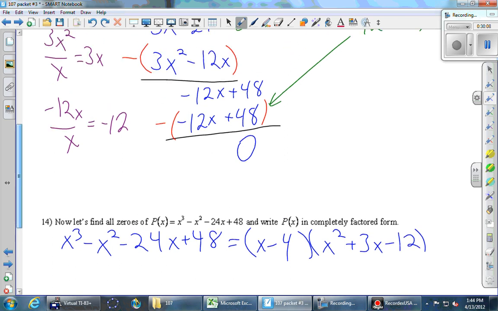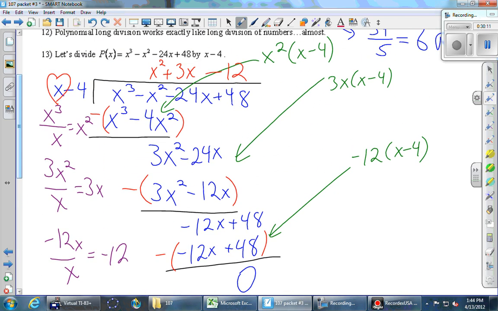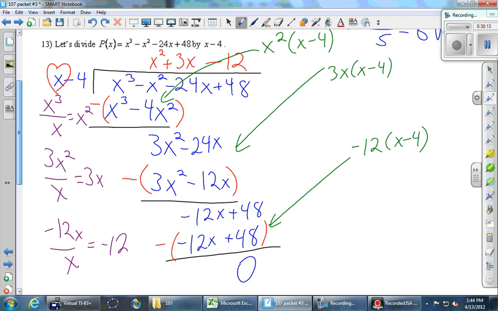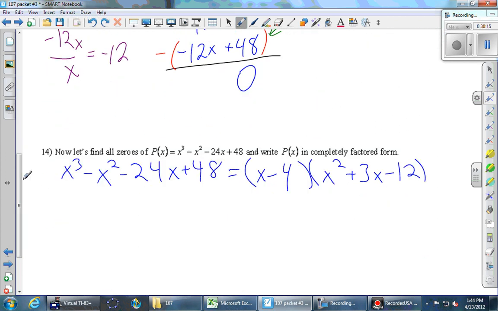That's what we discovered: that x squared plus 3x minus 12. Questions on where any of the pieces go? We have to do a little bit more work. Ben? That's what we're going to do.